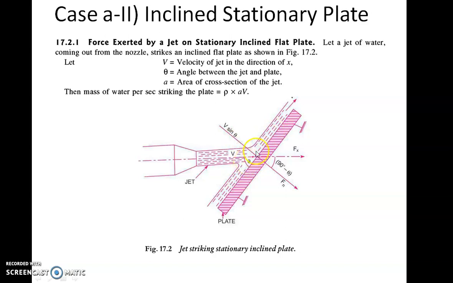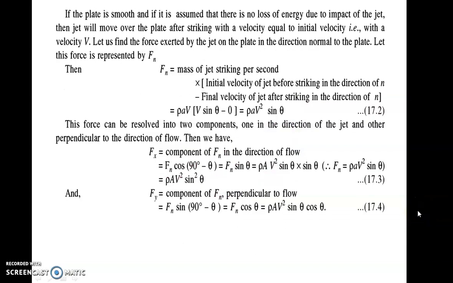That's why the velocity in the normal direction after striking will be 0. So if you see the formula to calculate the normal force, it is equal to rho a v into bracket, the initial velocity v sin theta minus 0. Rho a v is the mass flow rate, and it is v sin theta minus 0, initial velocity minus final velocity, which is 0. So it is rho a v square into sin theta. So the normal force is coming as rho a v square sin theta.